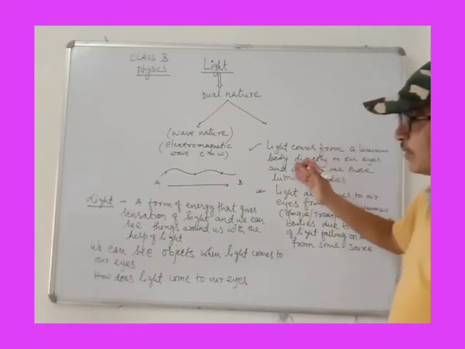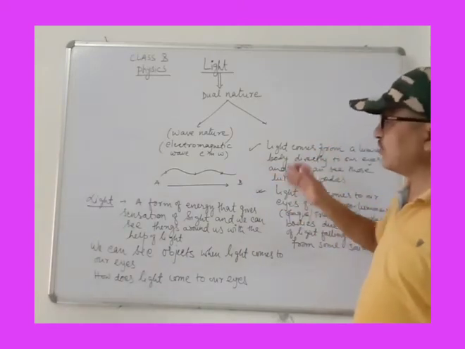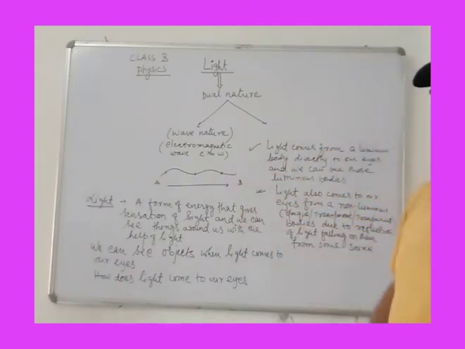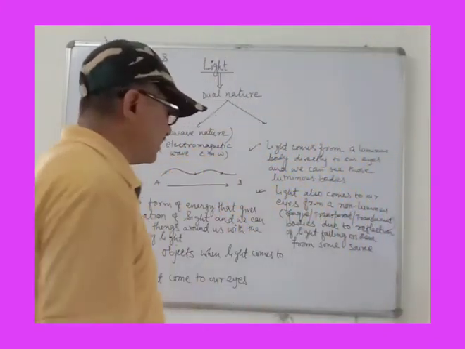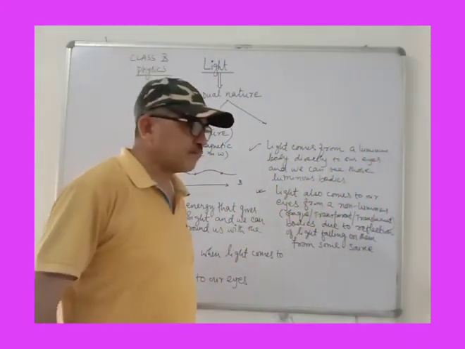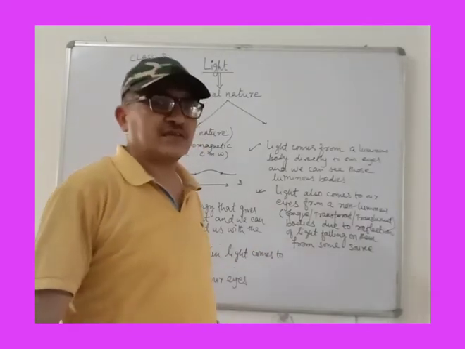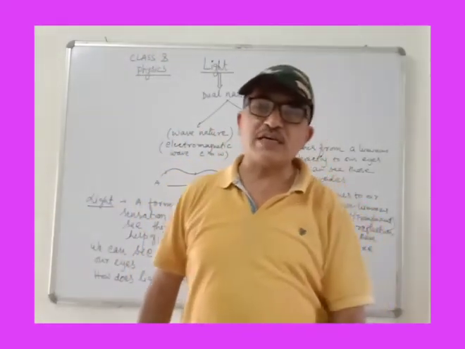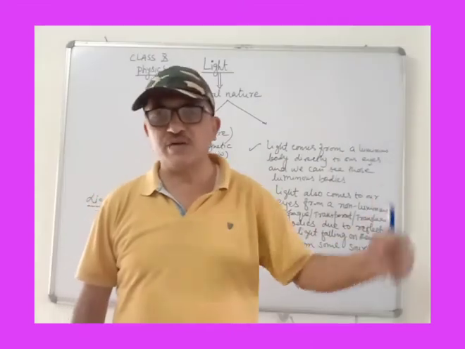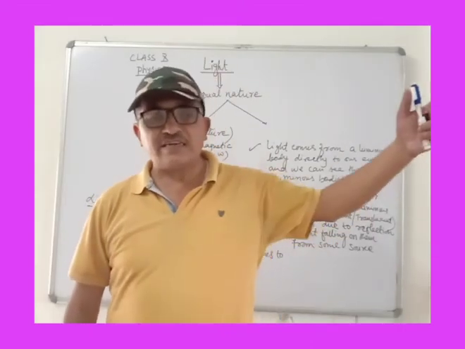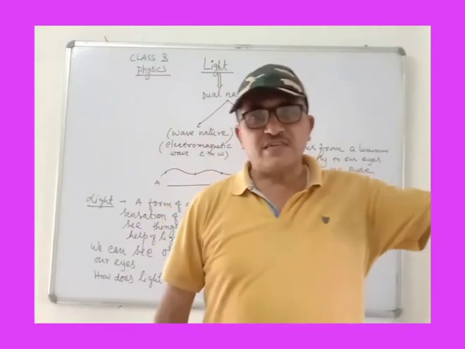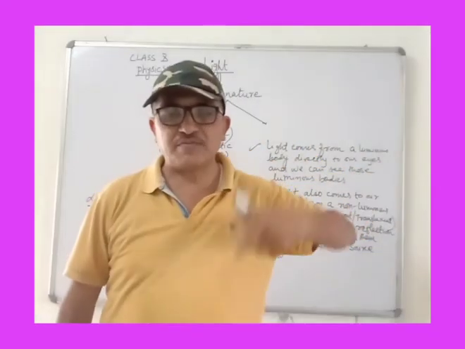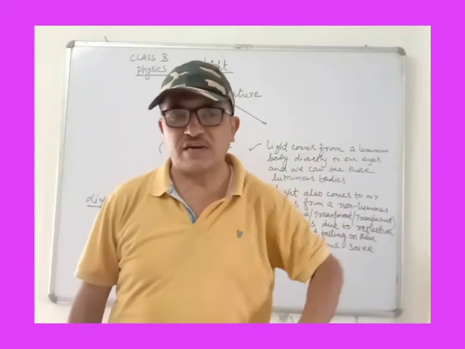And this is the phenomenon which we will study in this chapter. Reflection of light. And due to reflection of light, we can see the objects. But not only this, without reflection also we can see the objects. For example, luminous body. If the light is coming from the luminous body, then light directly comes to our eyes and its image is formed in our eyes.